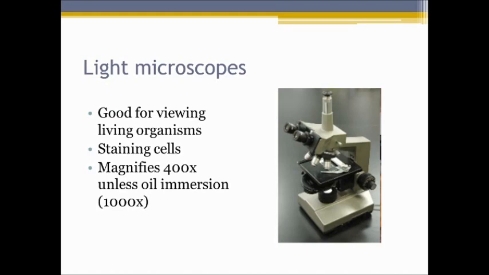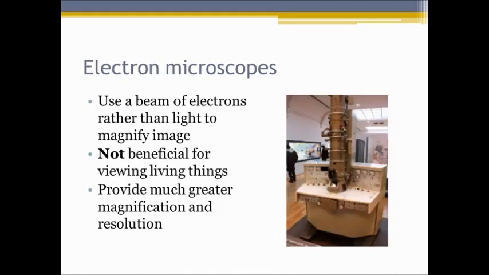The total magnification of a light microscope is 400x. That's not going to be the same as the objective lenses that you'll be looking through. On the other hand, electron microscopes will use a beam of electrons rather than a beam of light to magnify an image. It's not beneficial for viewing living things. You will not be able to use one of these in a typical student laboratory because they are so expensive and also so giant. But they do provide a much greater magnification and resolution for looking at images.